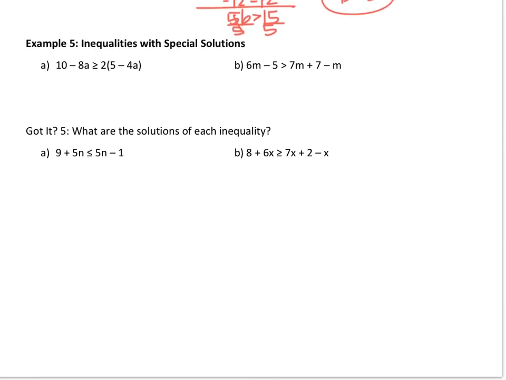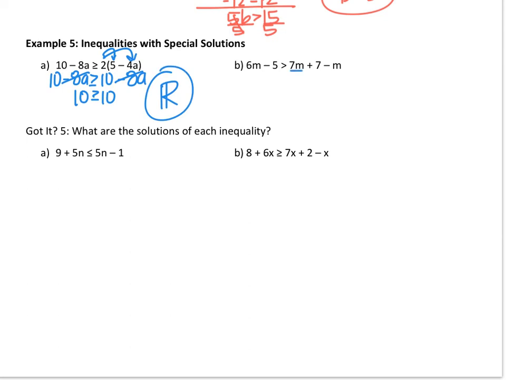Example 5. Sometimes you have special solutions, which would be no solution or all real numbers. So for A, because we have grouping symbols, we're going to distribute that 2, and we get 10 minus 8a is greater than or equal to 10 minus 8a. The minus 8a's cancel because they're the same thing on opposite sides, and I get 10 is greater than or equal to 10. Because of the equal sign, that's true. If the equal sign wasn't there, that would be false. But since it's true, the answer is all real numbers.